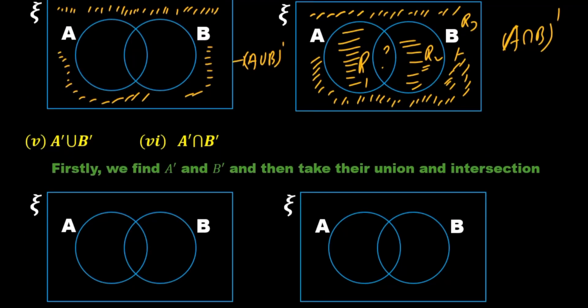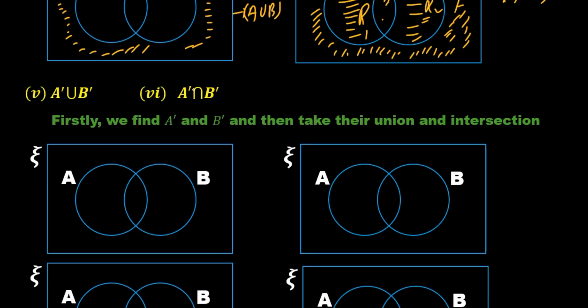What is A complement union B complement and A complement intersection B complement? Firstly, we find A complement and B complement. Above we have already found A complement. A complement is the shaded area other than A.